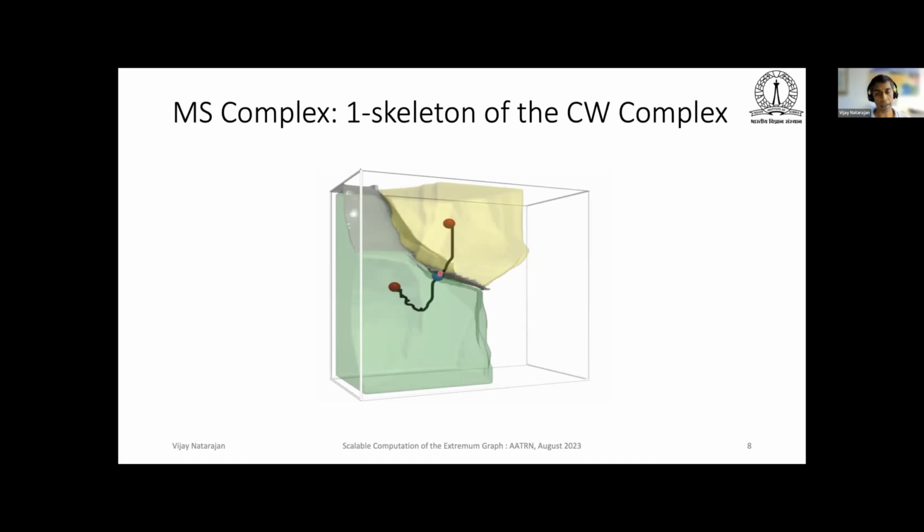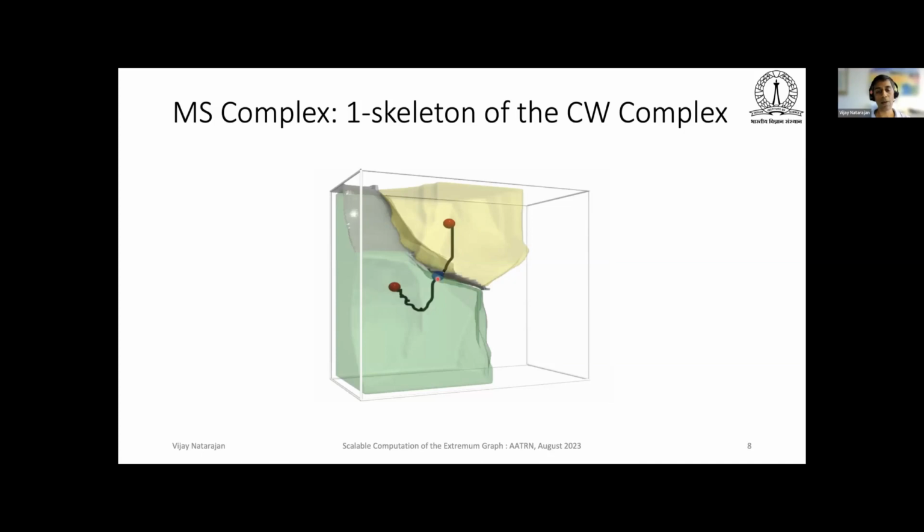The Morse complex is the topological descriptor that captures these segments together with the adjacencies between the segments. So each segment can be considered as a 3-cell, and this features in the Morse complex. The adjacencies between two different 3-cells are captured by arcs, which appear as arcs in the Morse complex.